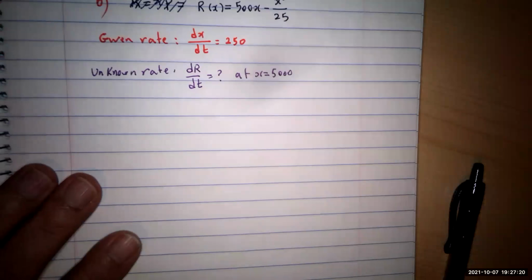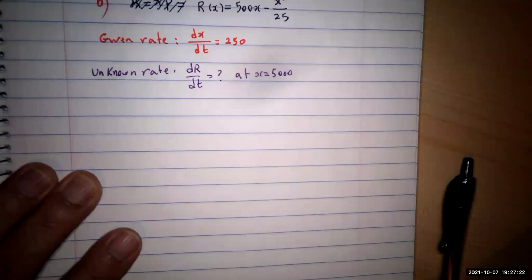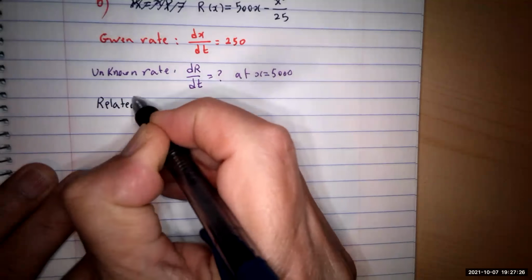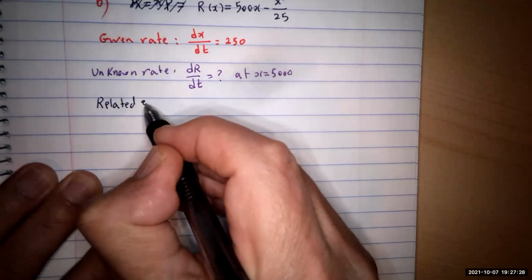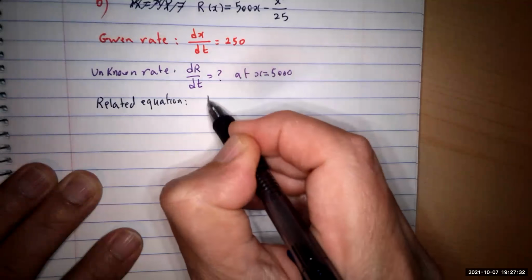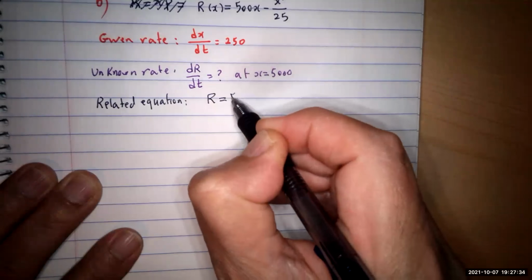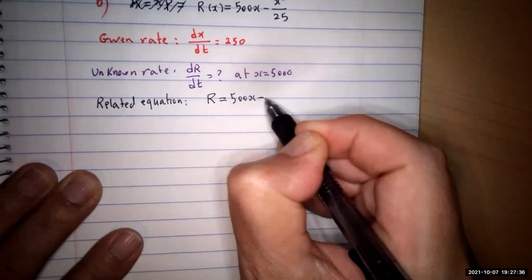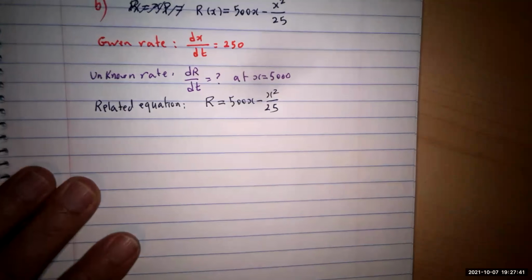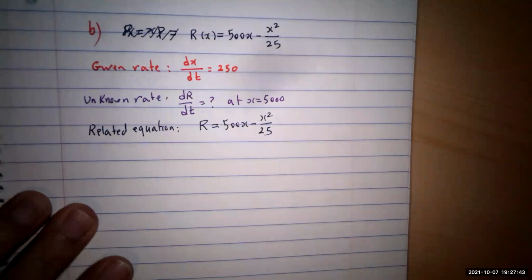Now you have to relate them together. So what's going to be your related equation? The equation that you're going to differentiate. In this case, just the revenue R equal to 500X minus X squared over 25. Any question? Just a little bit, please. That's it.